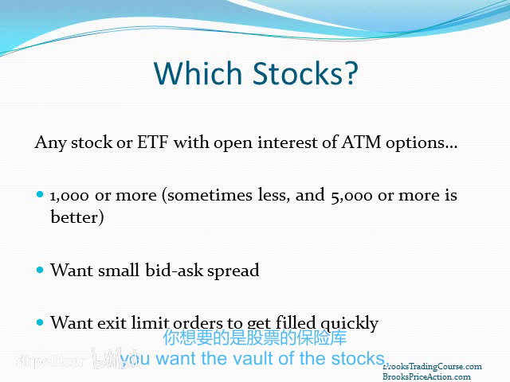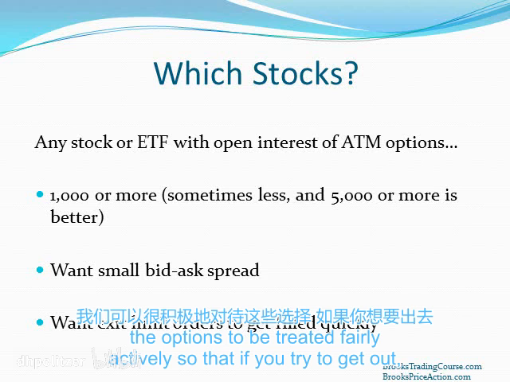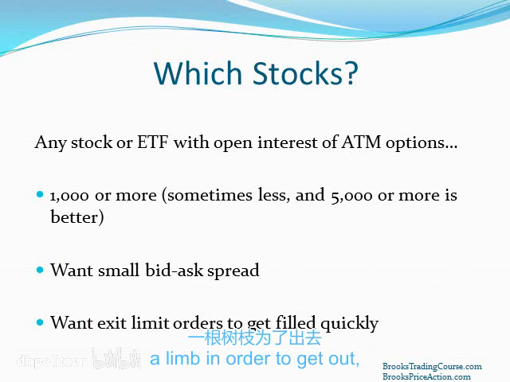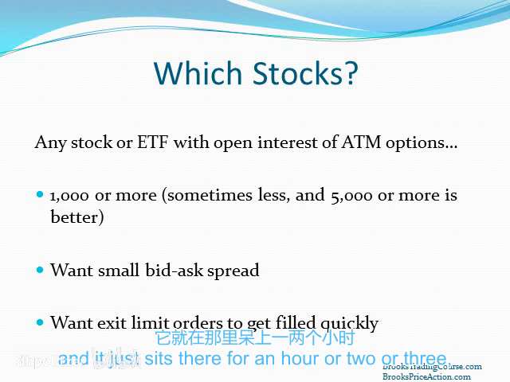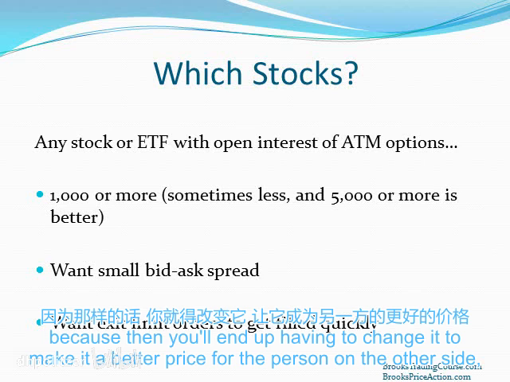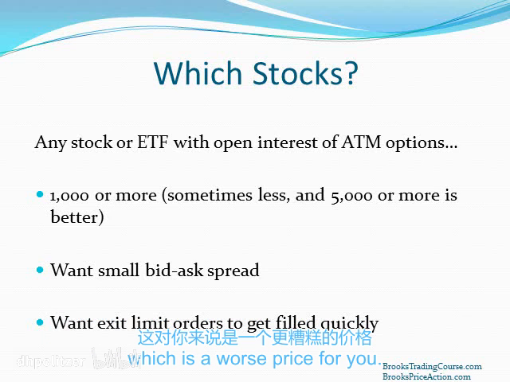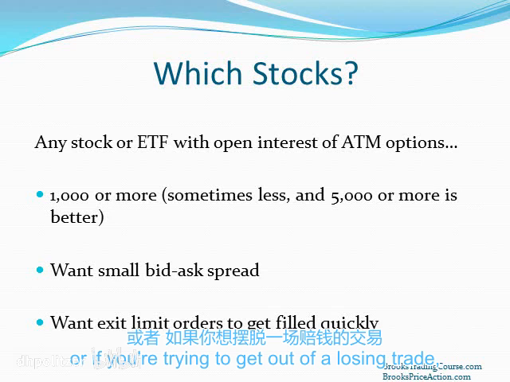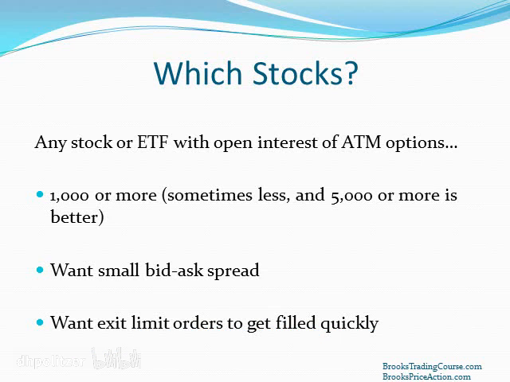Also, you want the options to be traded fairly actively, so that if you're trying to get out, you want your order to be filled quickly. You don't want to place a limit order to get out, and it just sits there for an hour or 2 or 3, because then you'll end up having to change it to make it a better price for the person on the other side, which is a worse price for you. So you either make less money, or if you're trying to get out of a losing trade, you lose more money.